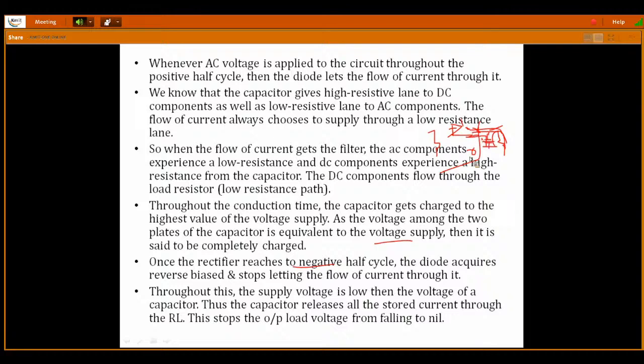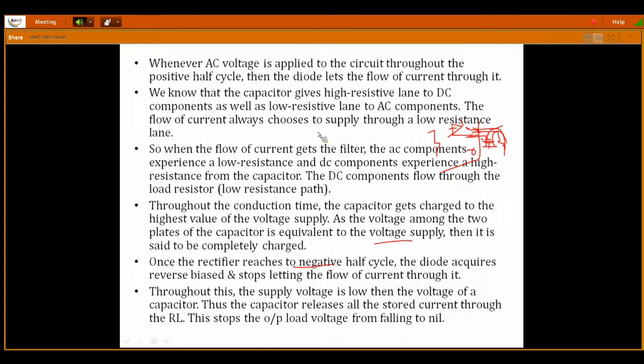It is completely open circuited. Only the charge present in the capacitor is discharging to the load resistance. Throughout this, the supply voltage is lower than the voltage of the capacitor. The capacitor releases all the stored energy as current through the RL. This stops the output load voltage from falling to nil.